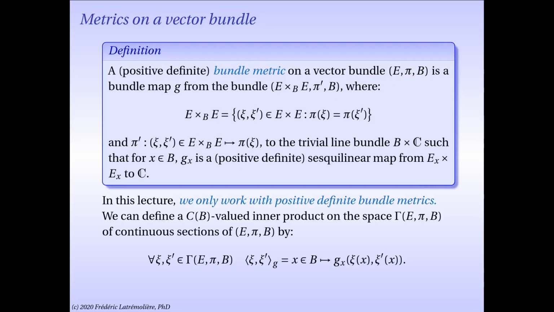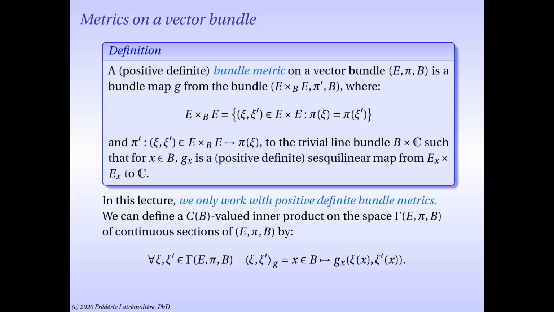We now see how to translate a vector bundle metric to the module of its continuous sections. If xi and xi prime are two continuous sections of E, then we define the inner product of xi with xi prime as a function which maps any point x in B to the inner product of xi at x and xi prime at x using the form G at x. Note that this inner product takes values in the C-star algebra C(B).